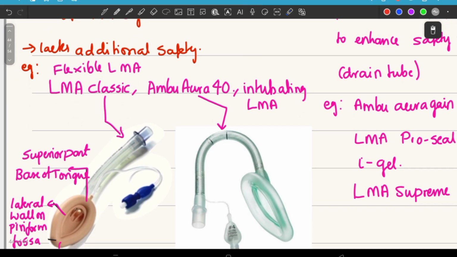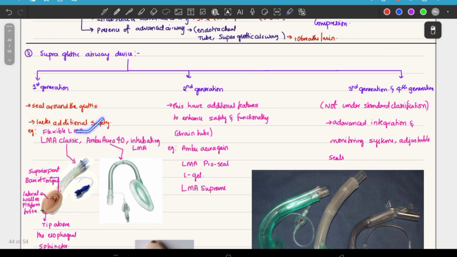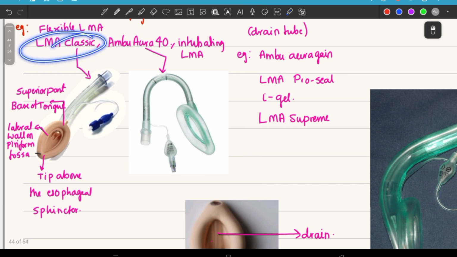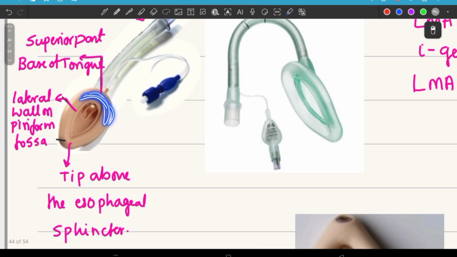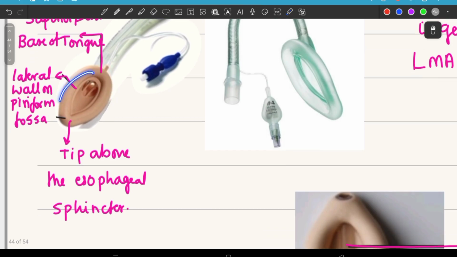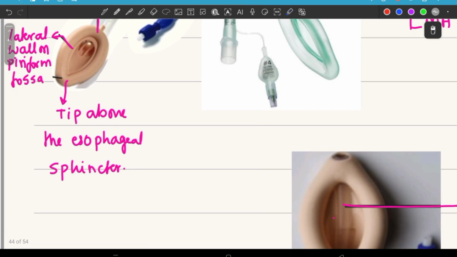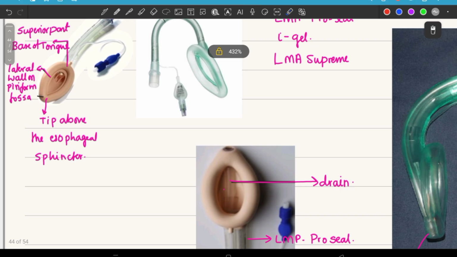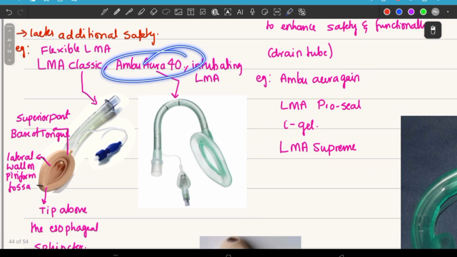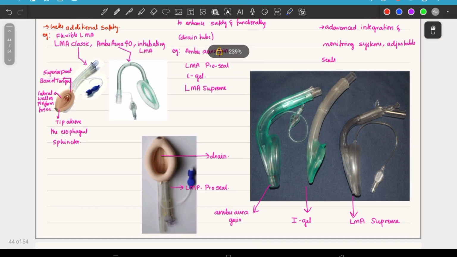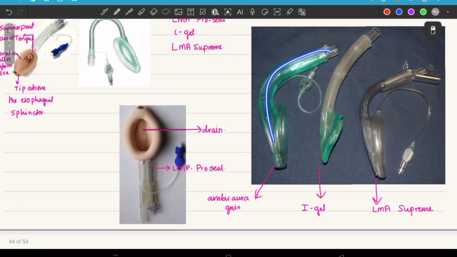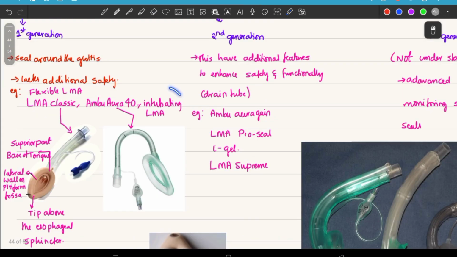What are the examples? There is the flexible laryngeal mask airway, and you can see the laryngeal mask airway classic. This is the classic. This is the superior part. It rests on the base of the tongue and the lateral wall of the piriform fossa, whereas this tip is above the esophageal sphincter. This is the Ambu 40. This is the Ambu 40A. Okay, Ambu 40 is this one. Whereas let me show you, this is the Ambu gain. Other example is the intubating LMA.